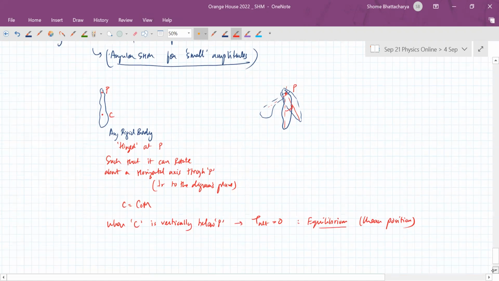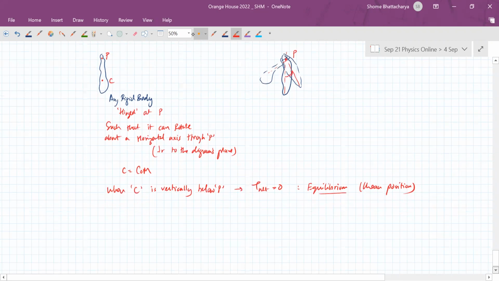Okay, so now what we can see is that if we give it an angular displacement from the equilibrium position, okay, where the center of mass has come here. So let's say this distance is d. So from the vertical position, we've given an angular displacement theta. Now you can see that mg acting through this creates a torque, which is like this. So there is a restorative torque.